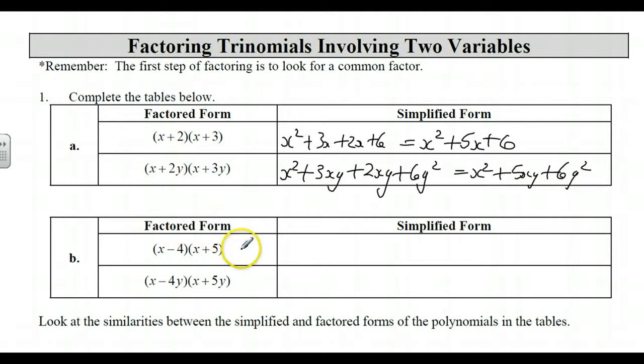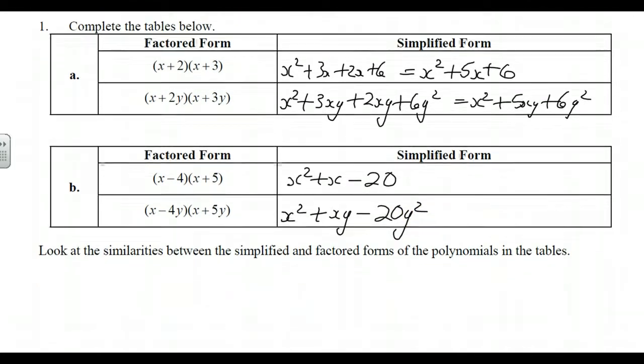Factored form. x squared plus 5x minus 4x is plus 1x minus 20. x squared plus 5xy minus 4xy is plus 1xy minus 20y squared.